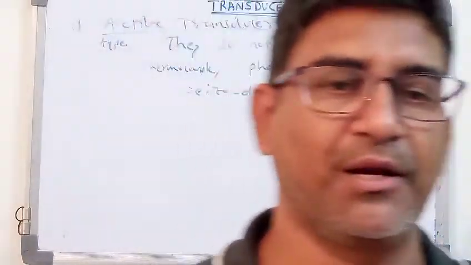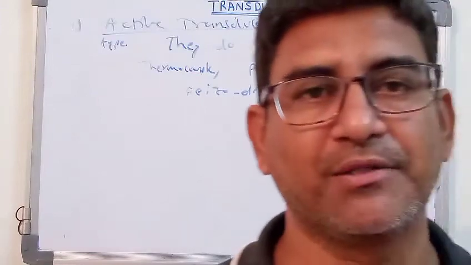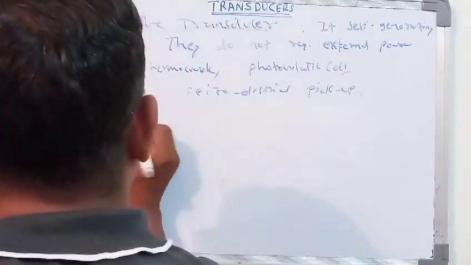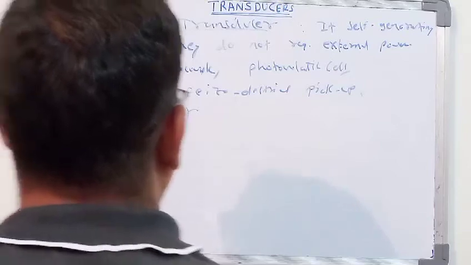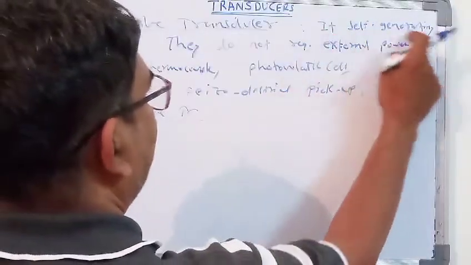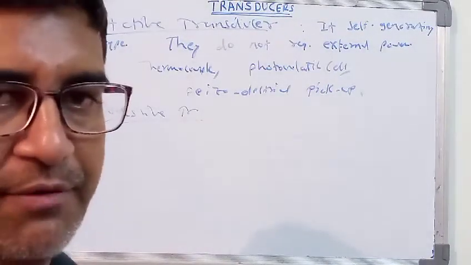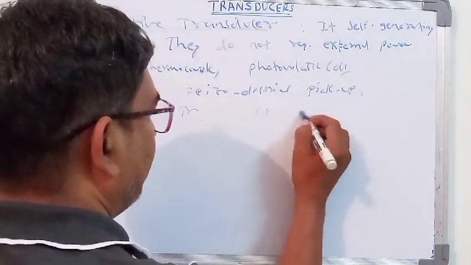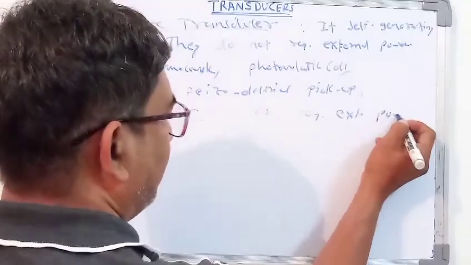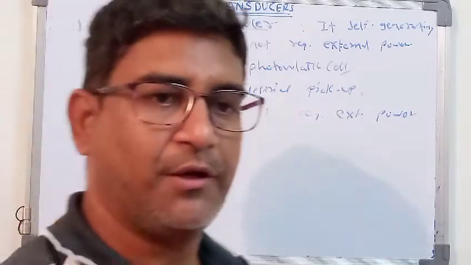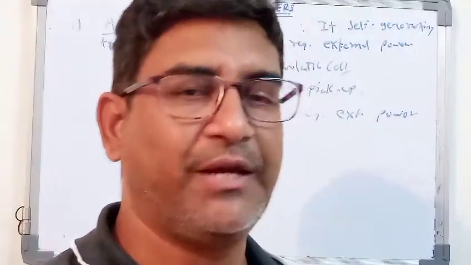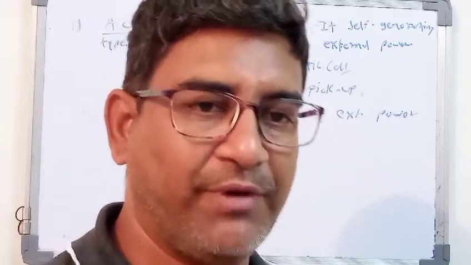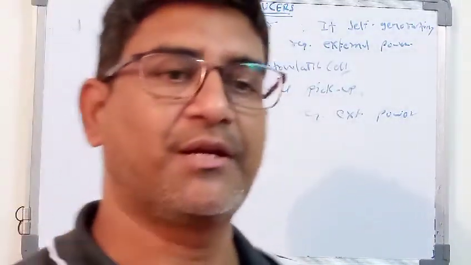The second is the passive transducer. Opposite to the active transducer, the passive transducer requires external power. Here the active is the self-generating type, but the passive requires external power. Due to that, the active does not need any variation, but the passive requires a variation in different electrical parameters, such as resistance and capacitance, etc.